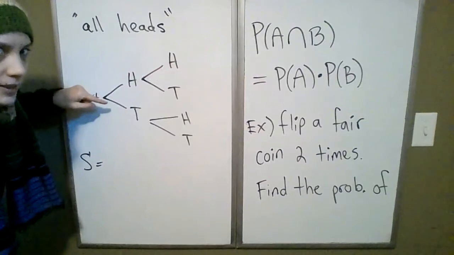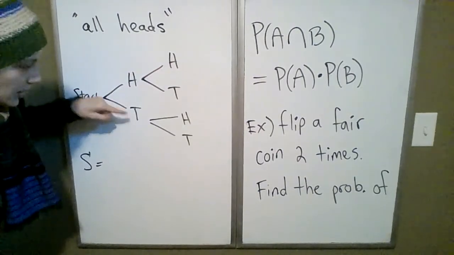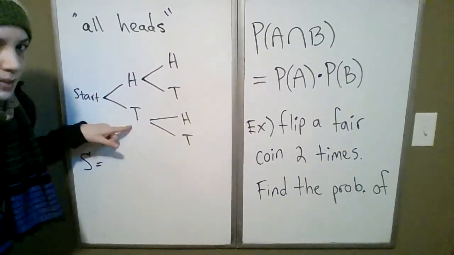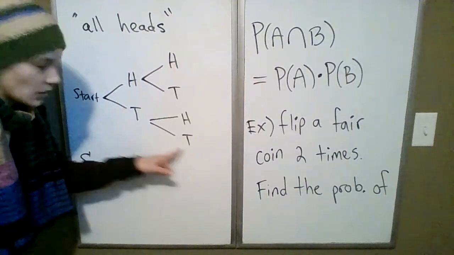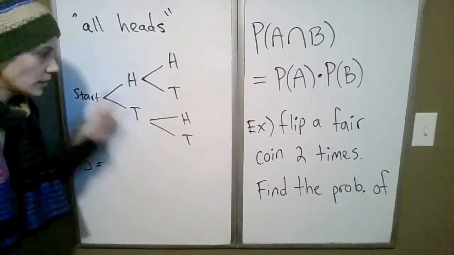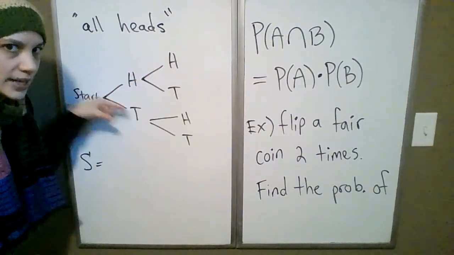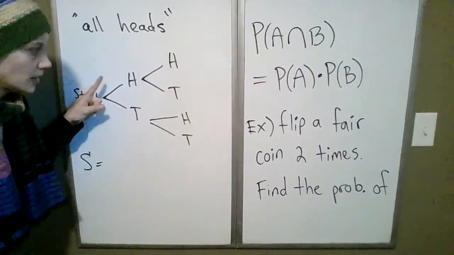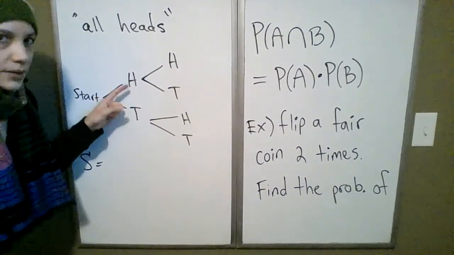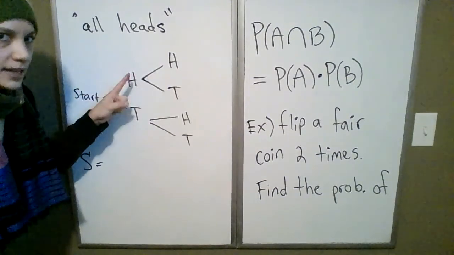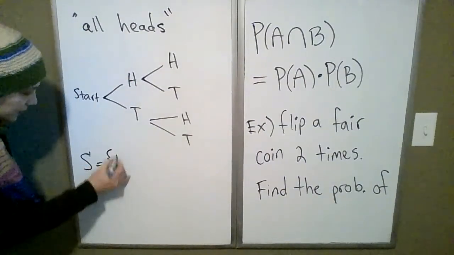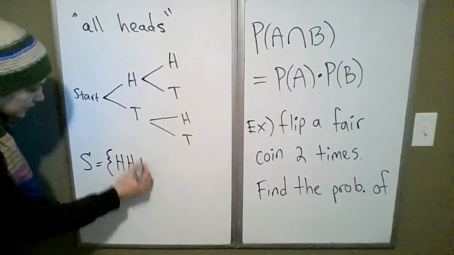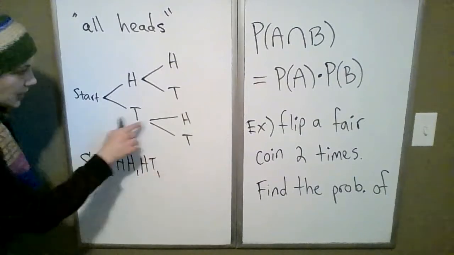Okay, so it's all the way to the end of the top branch is where you have all heads. And just pointing out that all the way at the bottom branch, when you get down to the end, that's the outcome that has all tails. So there's only one way to have all heads and one way to have all tails. Let's list out each occurrence. There's heads, heads, heads, tails, tails, heads.